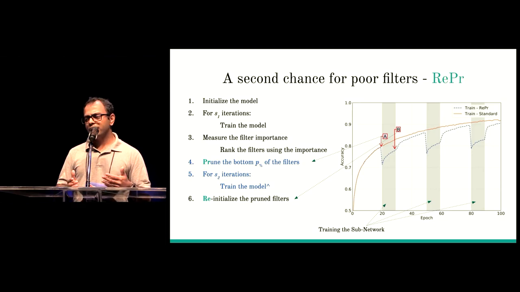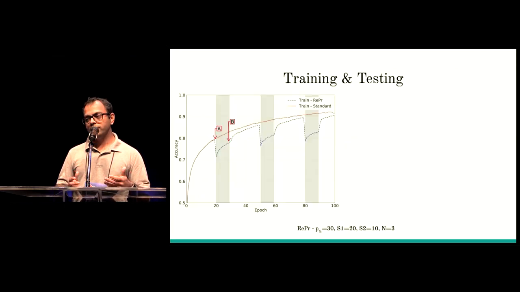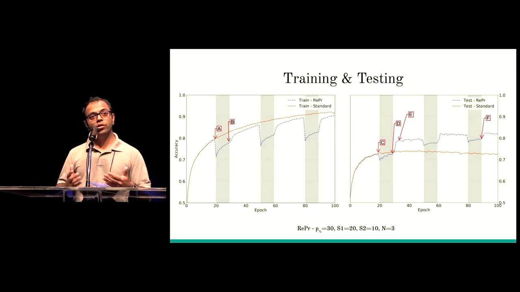And you can see this has a lower training accuracy compared to the standard training, which is the orange line. However, we are more interested in the generalization, that is the test accuracy. And when you see the test accuracy, when these pruned filters are reintroduced, that is at point D, you find that they find new features which are more useful, and they have a better generalization. And you can repeat this process with diminishing marginal returns several times.